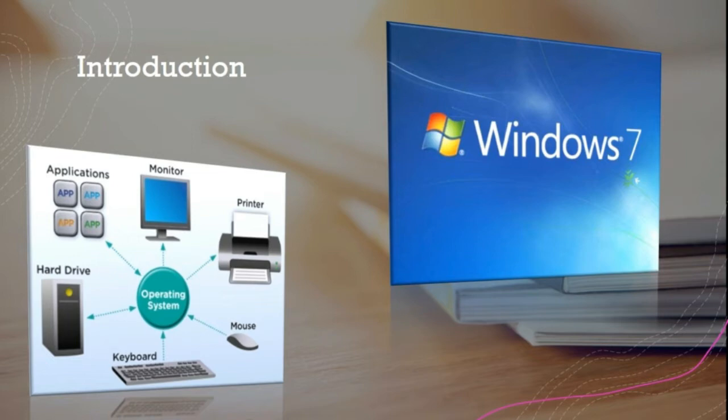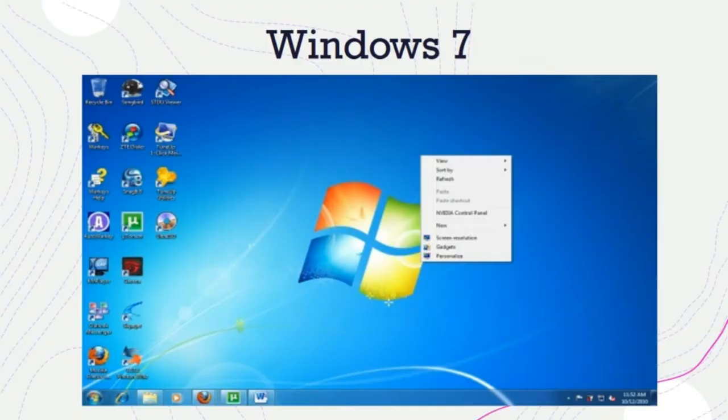Some of the operating systems are MS-DOS, Windows, Unix, and Linux. We shall now discuss the Windows 7 operating system. Come, let's enter into the lesson. Windows 7. Windows 7 is a computer operating system developed by Microsoft. It has a graphical user interface, that is GUI, that allows the user to interact with items on the screen.